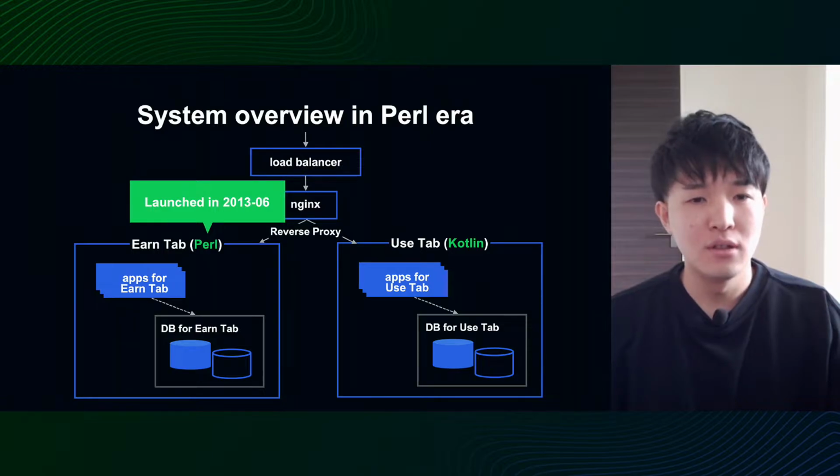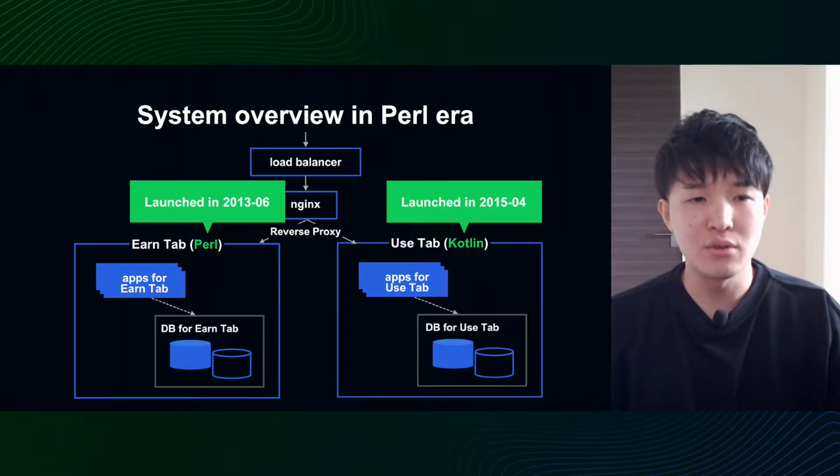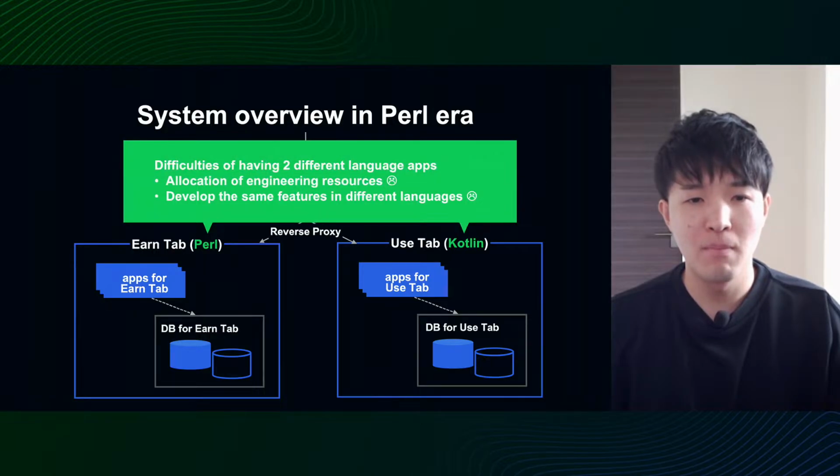The reason why the languages are different is due to their history. The Earn tab started its service in 2013, while the Use tab started in April 2015. By the way, when the service was launched in April 2015, the Use tab was written in Java, but it was rewritten in Kotlin in 2020. There was the difficulty of managing two applications in different languages, the allocation of engineering resources, and the need to develop the same function for both tabs.